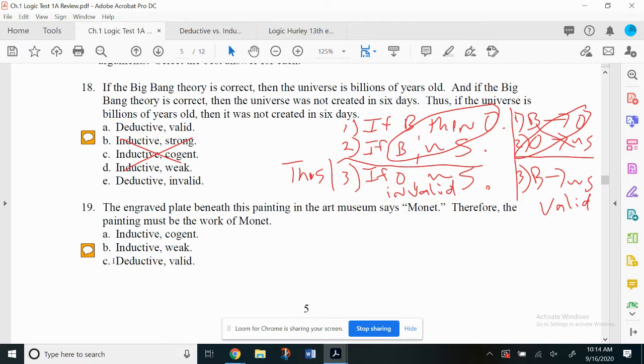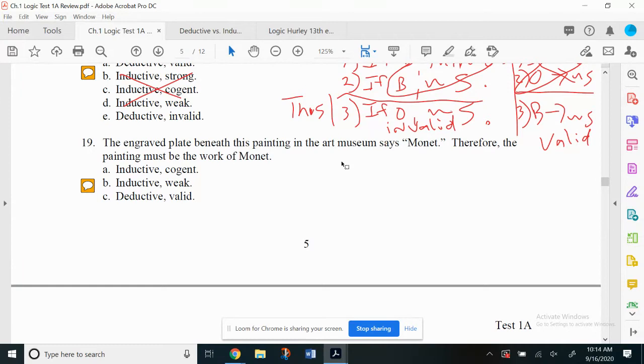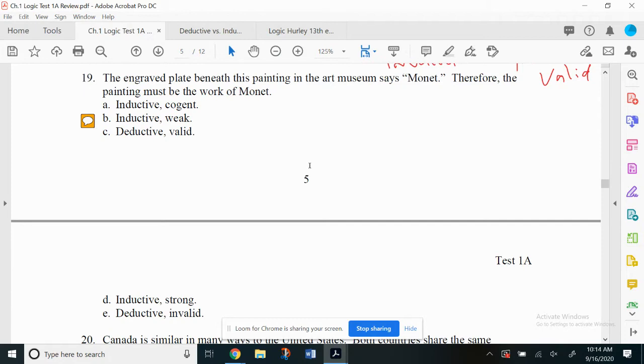Okay, 19, engraved plate beneath this painting, the art museum says Monet, therefore the painting must be the work of Monet. And for this one, you can push pause, you can think about it, you can go back to that section. D, inductive, strong. It's not certain that it's Monet, but most likely it's Monet. It's inductive. Could it possibly be a forged painting? Yeah, but most of the time when you walk into a museum and you look at something and beneath it says Monet, chances are highly, highly possible it's Monet. Okay, so that's inductive, strong.